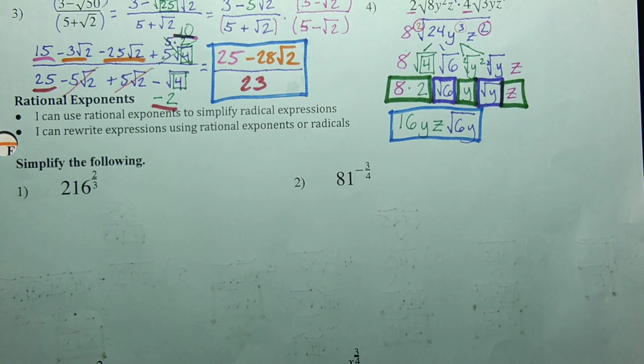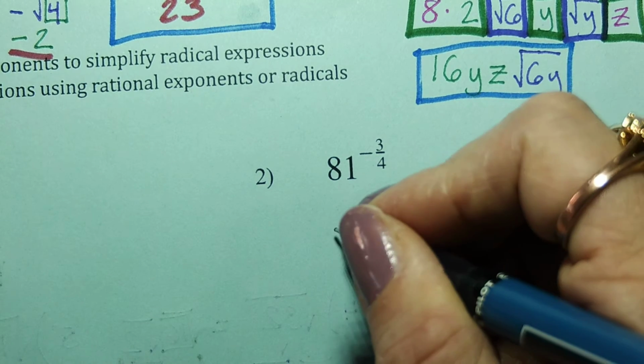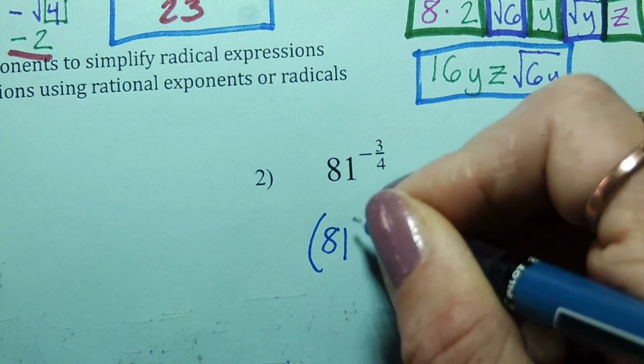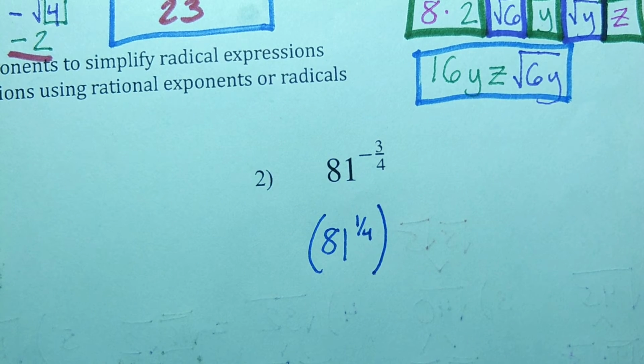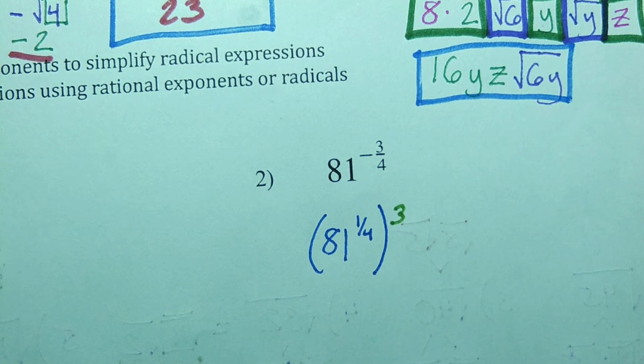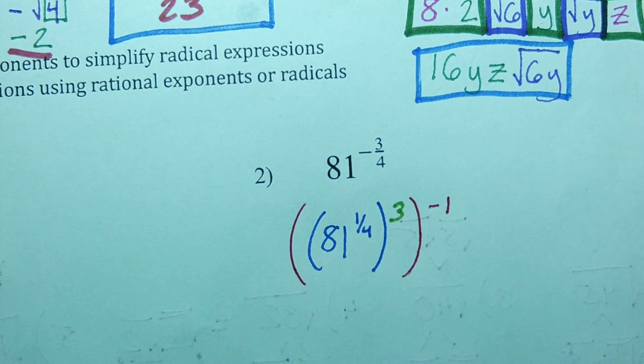So we're going to look at number 2. 81 to the negative 3/4 power. So what would you say is the root power here? The dividing by 4 part. So I'm going to split apart the power and say 81 to the 1/4. Then my other power, 3. And then the negative power, -1.